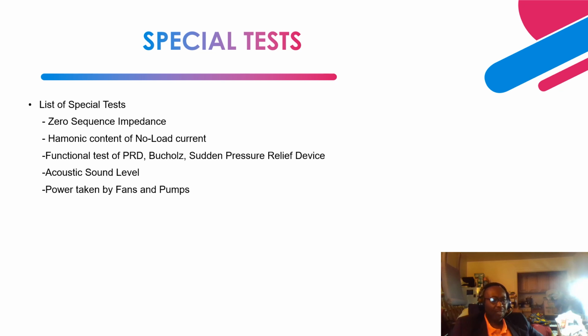Next is the sudden pressure relief device. The sudden pressure relief devices on most transformers are located on the corners of the main tank, right? You will see about one or two of them. In the nuclear industry, we used to have more than one. That is for reliability purposes, because the sudden pressure relief devices are prone to nuisance trips.